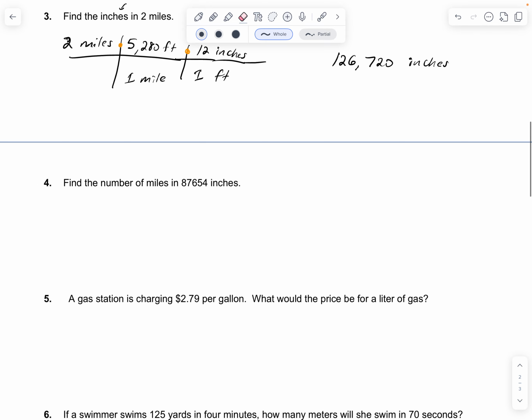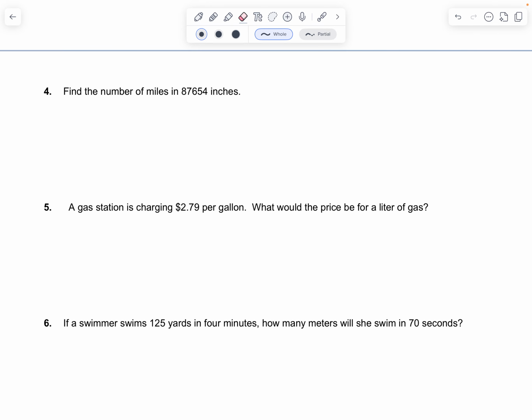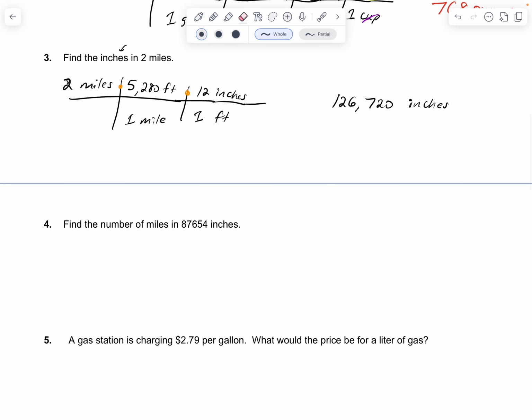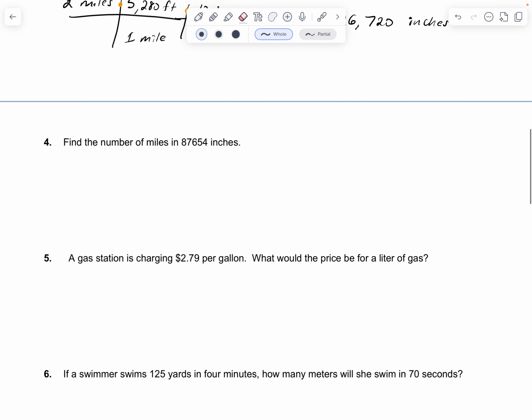Okay, number 4. Find the number of miles if you're given inches. So this is actually going backwards from number 3. So we're actually starting with 87,654 inches. All right, and I'm trying to get rid of inches.